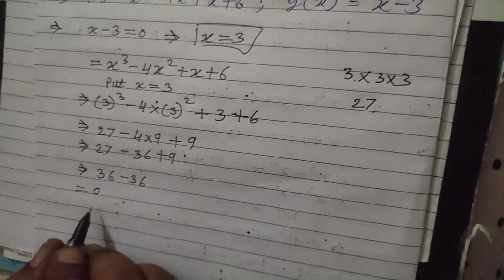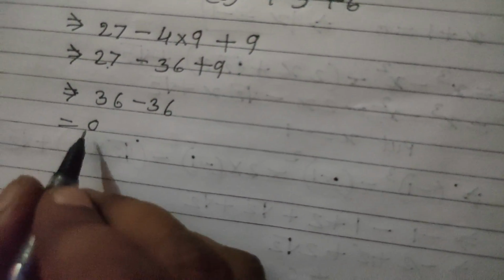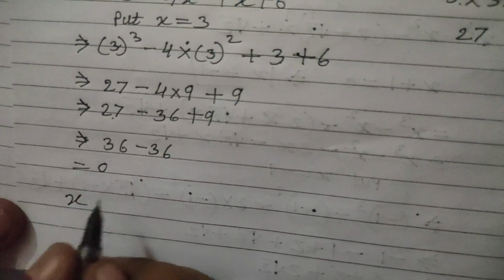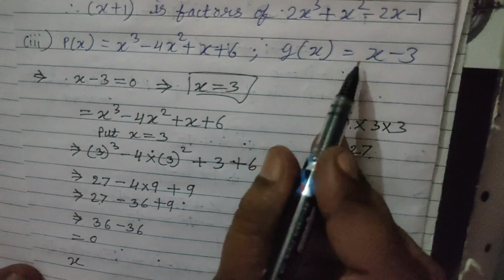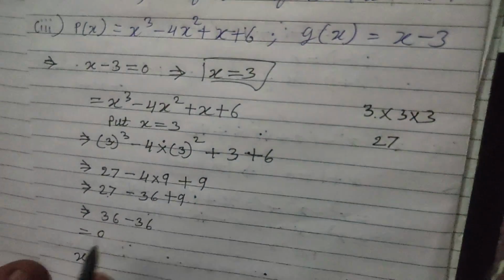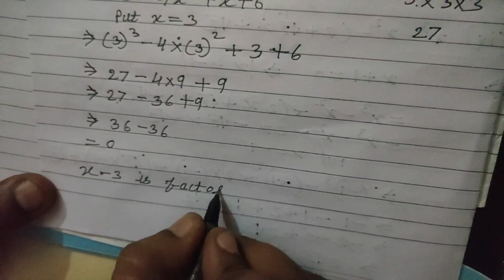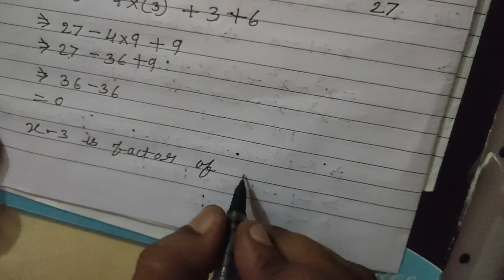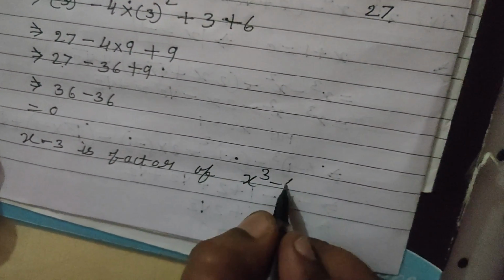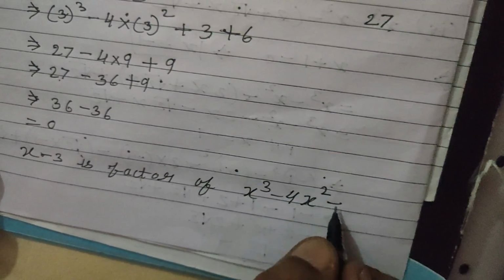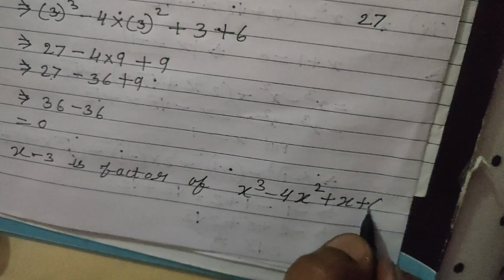Since after putting the x value we are getting 0, that means g of x equal to x minus 3 is a factor of p of x, which is x cube minus 4x square plus x plus 6.